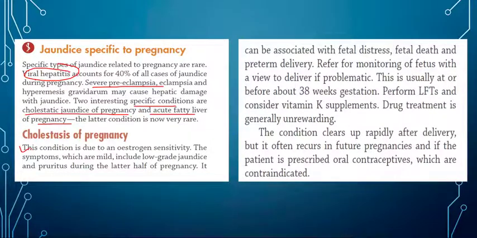Why does cholestasis of pregnancy happen? Because of estrogen sensitivity. The symptoms are very mild, usually low-grade jaundice and pruritus during the latter half of the pregnancy. So normally we need to monitor the fetus, and usually we go for delivery before 38 weeks of gestation. We perform the liver function test and consider giving a vitamin K supplement. And most of the time, this cholestasis gets better after delivery.